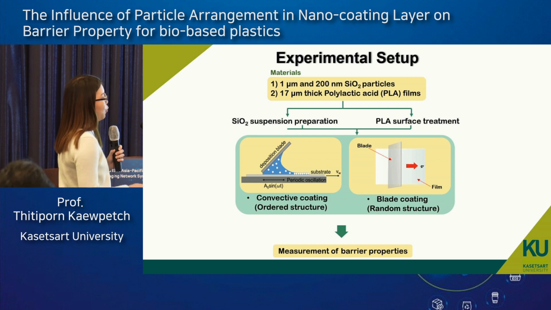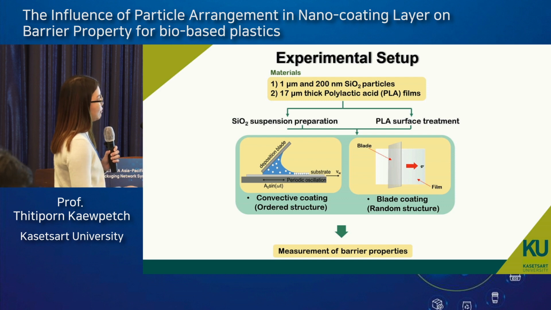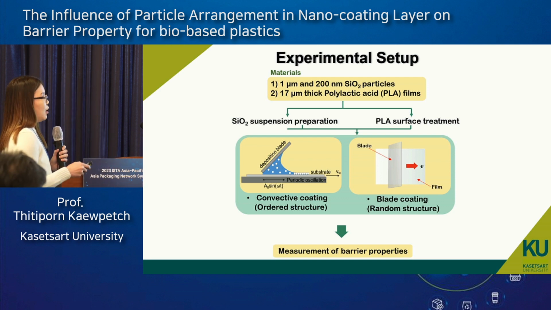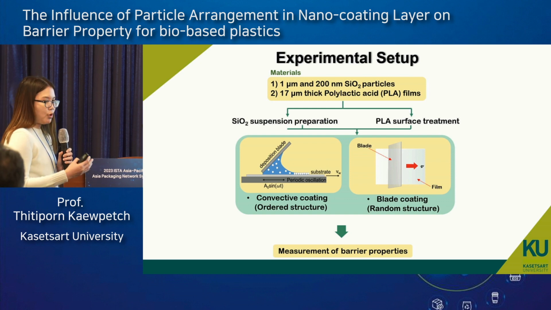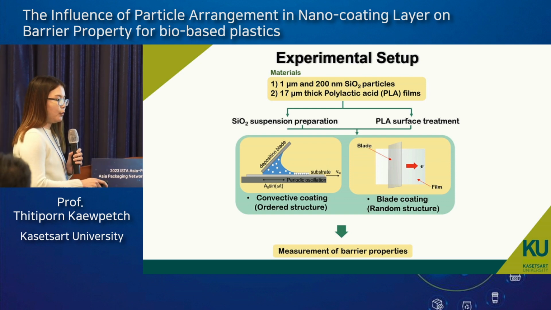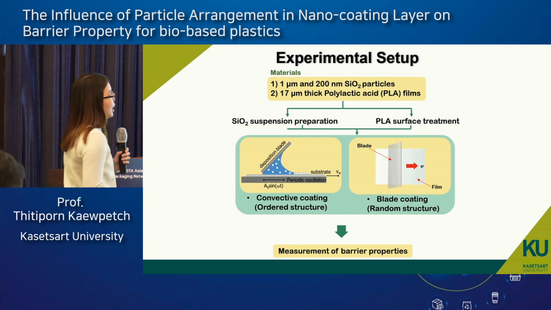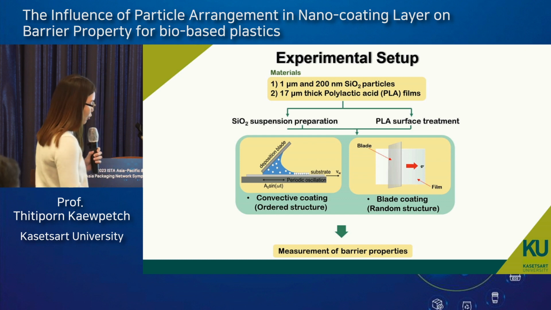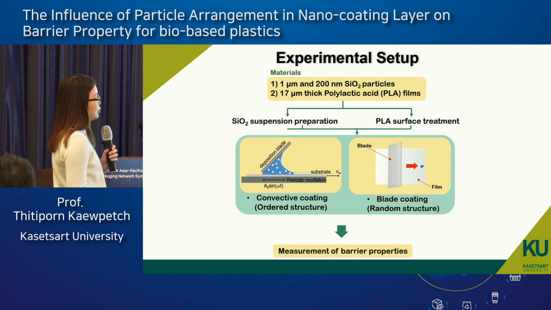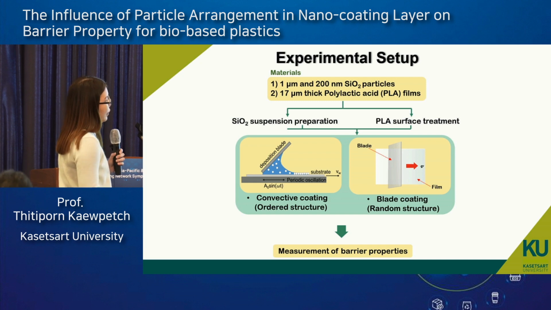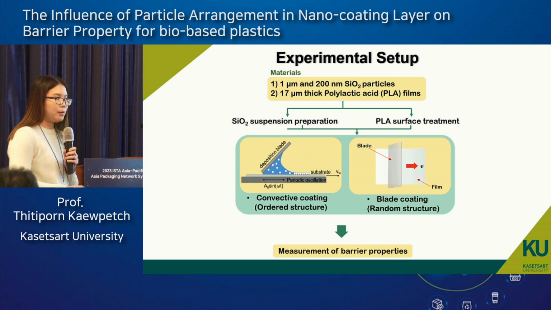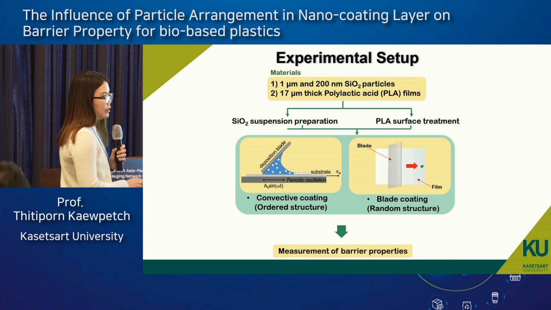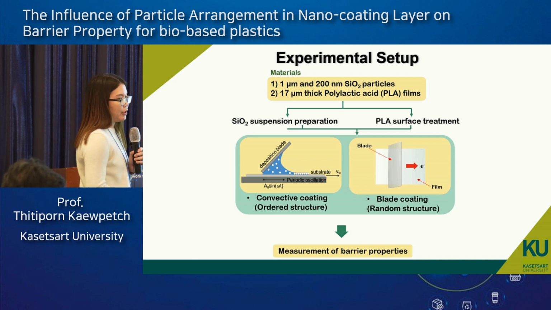Before we start the coatings, we have to pre-treat the surface using oxygen plasma treatment, because making the ordered structure really needs a very hydrophilic surface. After we pre-treat the surface, we use the convective coating technique to make the ordered structure of the coating layers, and then we use blade coating to make a random structure. Then we characterize all the surface properties of the coated film and measure the barrier properties.